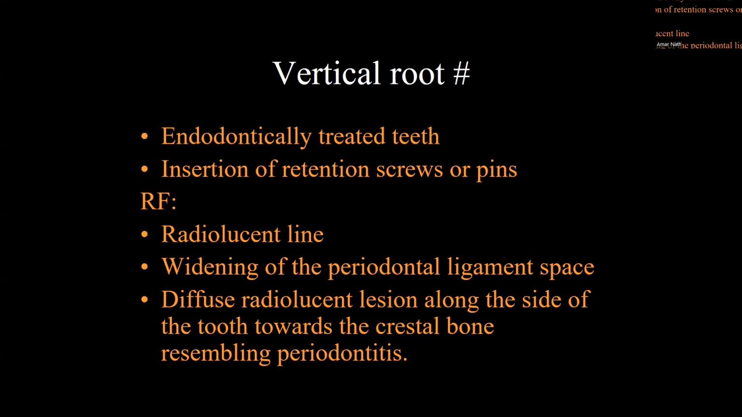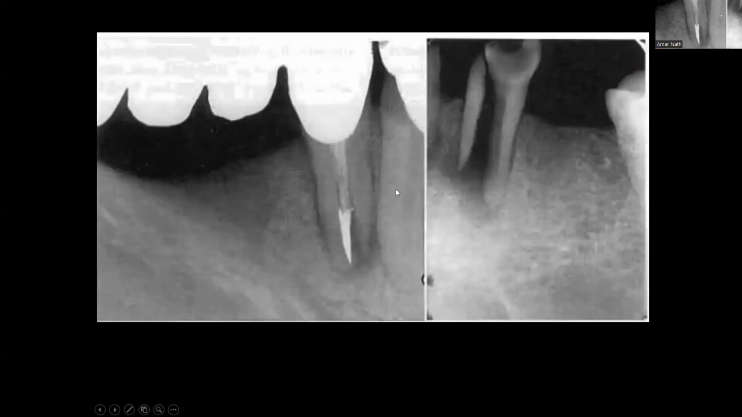Vertical root fracture. Vertical root fracture is commonly associated with endodontically treated teeth, or with insertion of retention screws or pins, etc. The radiographic features are a radiolucent line, widening of the periodontal ligament space, and a diffuse radiolucent lesion along the side of the tooth towards the crestal bone, resembling periodontitis. So here you can see the root fracture over here. Or here also you can see. This usually happens during preparation of the canal, during RCT and all.